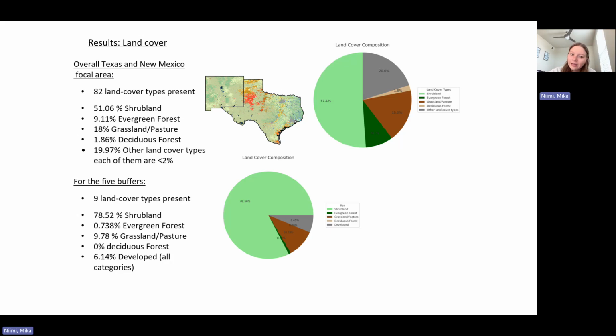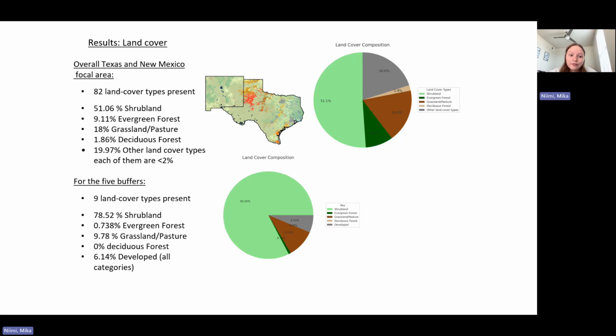For my results of land cover, overall, Texas and New Mexico have 82 land cover types present. 51% of that is shrubland, 9.11% is evergreen forest, 18% is grassland and pasture, 1.86% is deciduous forest, and 19.97% is other land cover types. Each of them is below the 2% threshold, so I did not include them in my pie chart or calculations.